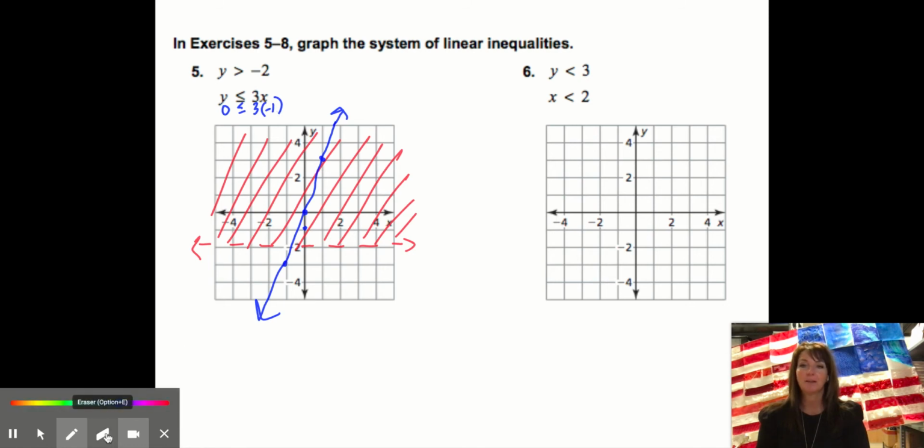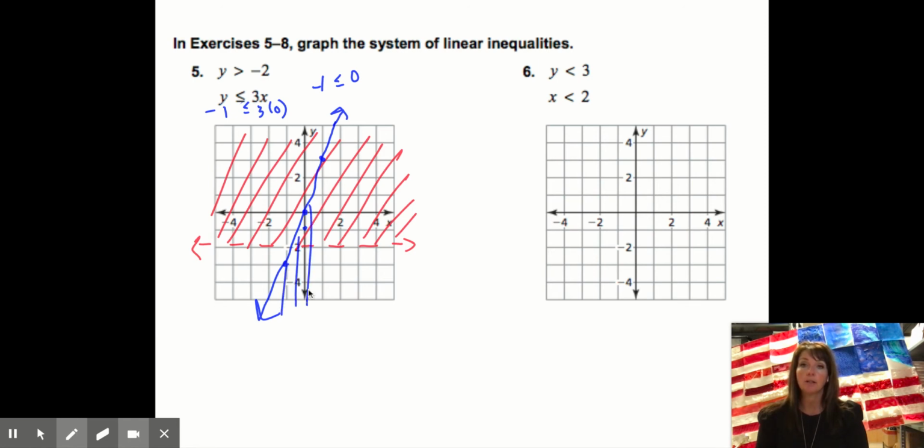I just did that all backwards. Oh, sorry about that. Let's try this again. Negative 1 less than or equal to 3 times 0. So is negative 1 less than or equal to 0? Negative 1 is less than or equal to. So we know that this little blue dot that I drew is part of the solution. So that is another verification that it would be here.